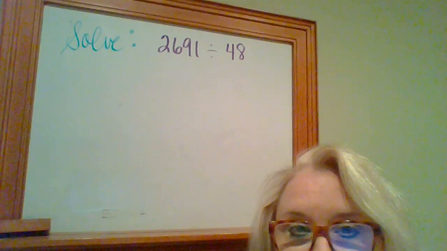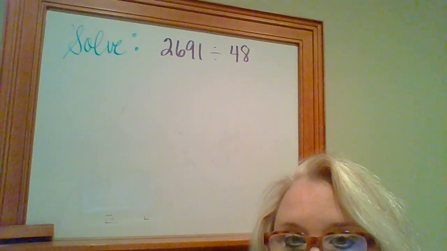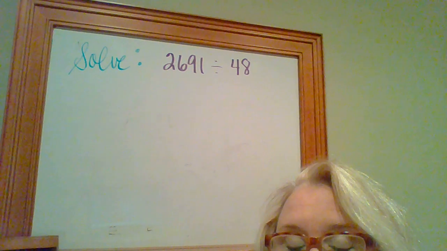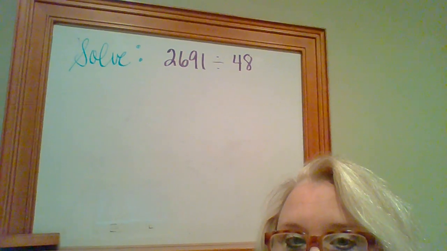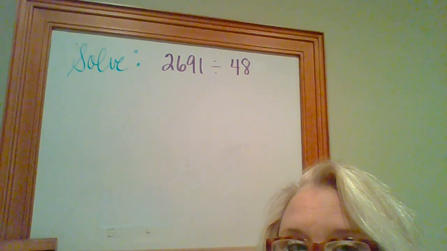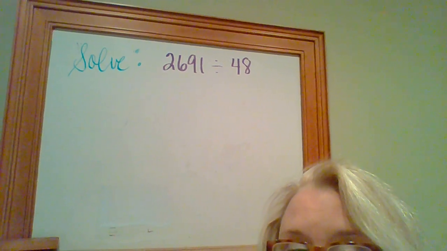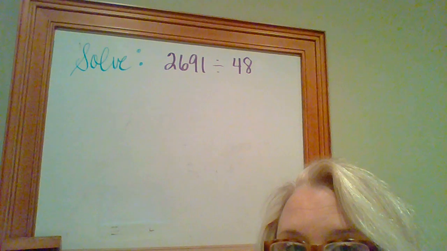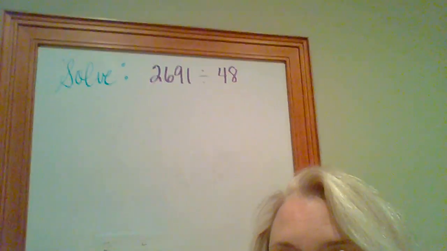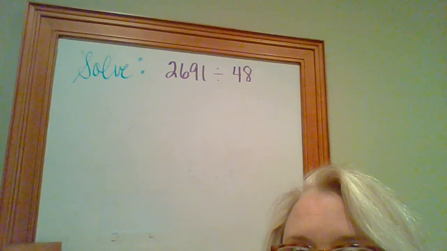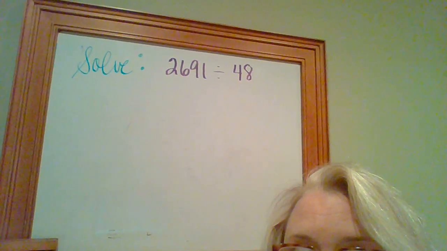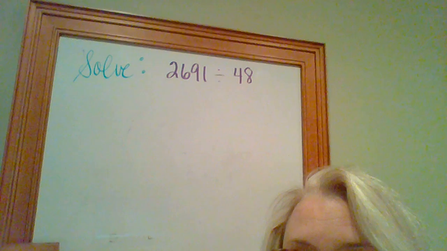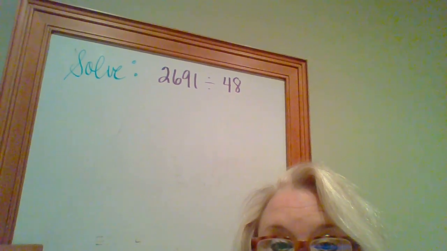Okay, let's start with this problem. Let's see how you can solve it on your own. It is 2,691 divided by 48. Remember to start by drawing your big 7 and put the dividend inside and the divisor on the outside. Then start by creating a multiplication tower. In this multiplication tower, I would definitely start with at least 10. Actually, you could even start with 100.